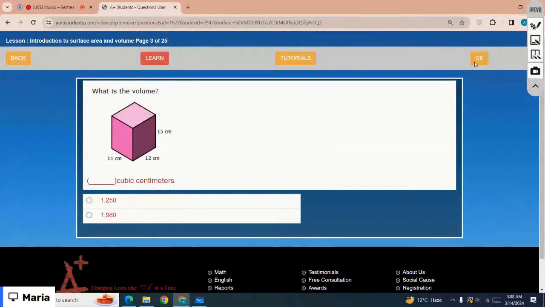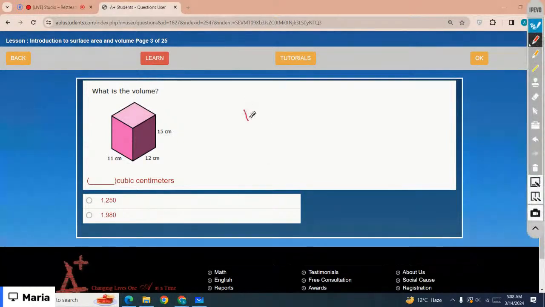Okay, the next one is what is the volume, right? So again you have to calculate the volume. The volume is length times width times height. So that is 15 times 12 times 11.